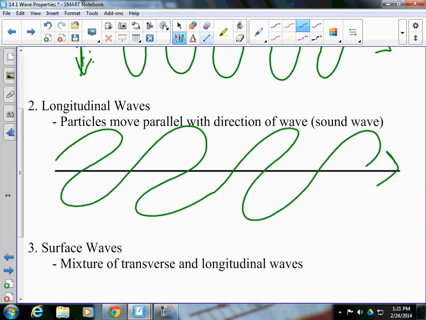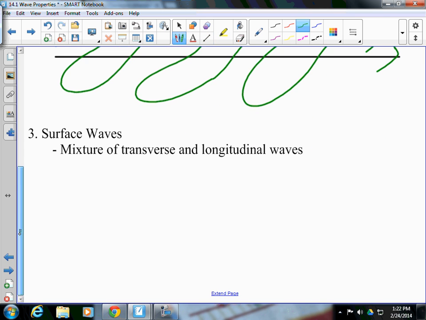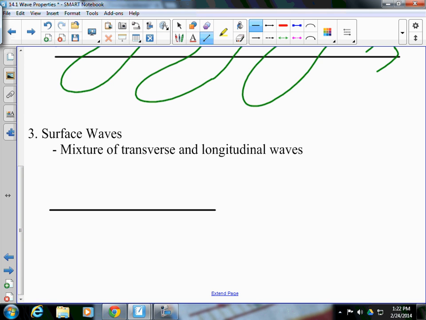Right, so we're going to stay on the same axis. And I'll show you an example of what that will look like in class with a spring. And then what we have is a surface wave, which is a mixture of transverse and longitudinal. We're going to try and blend them together.